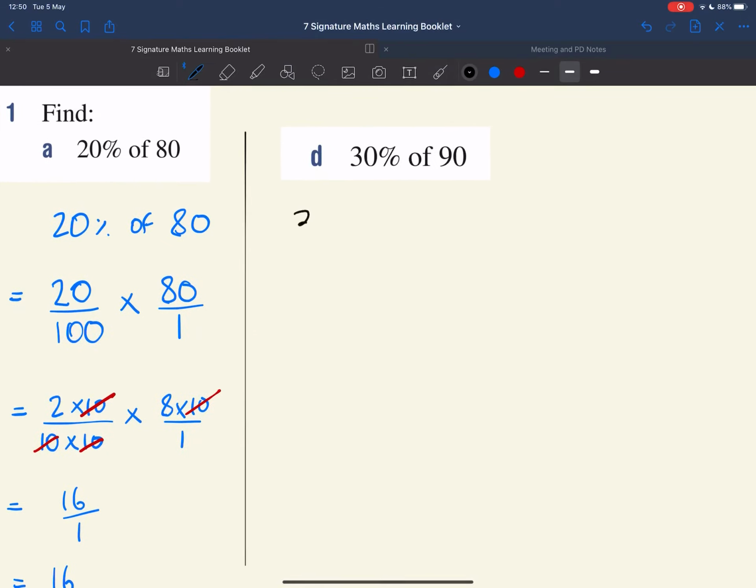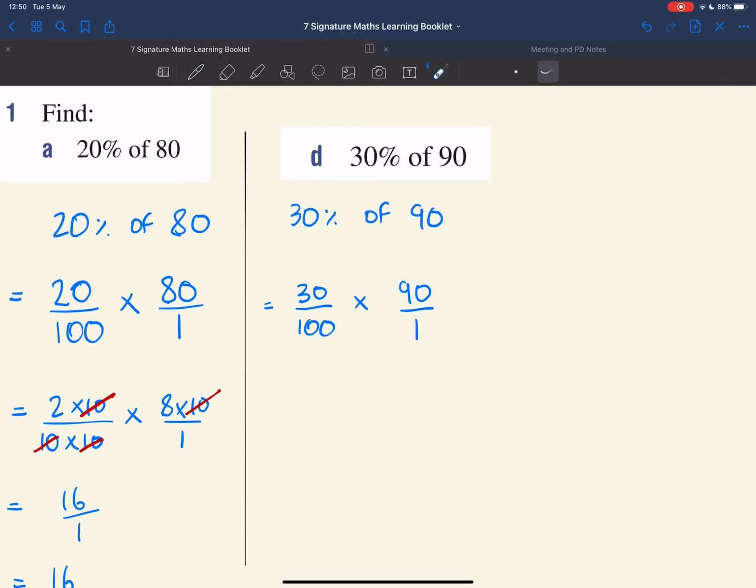Right, step 1. Write the question. 30% of 90. And remember, the next step is to turn both of these numbers into fractions and then change the of to a times. In one go, here we go. So 30 out of 100, because that's percent, times 90 wholes, or 90 over 1.